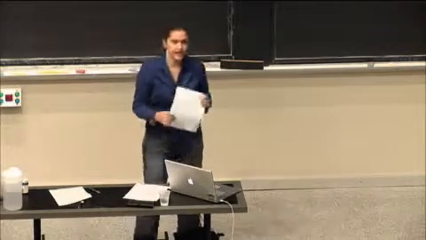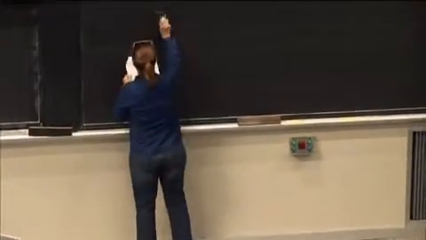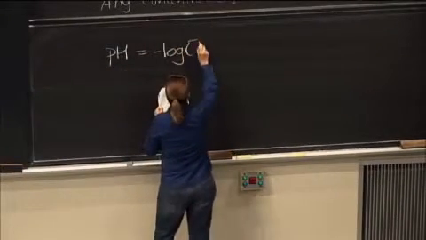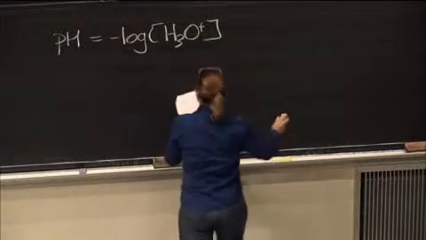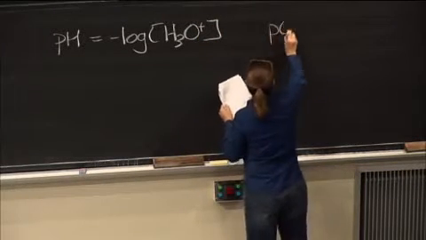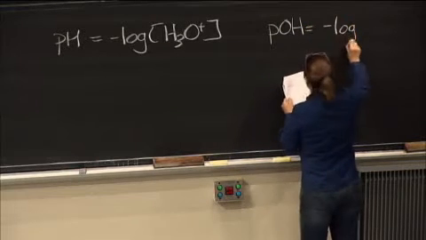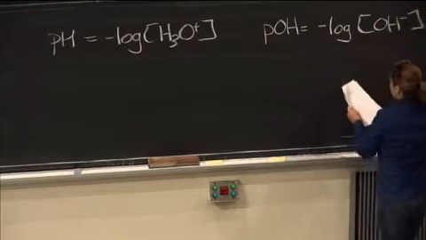All right. So let's look at the pH function now. So what does pH equal? pH is equal to minus the log of the hydronium ion concentration. And let's also talk about pOH, and that's equal to minus log of the hydroxide ion concentration.